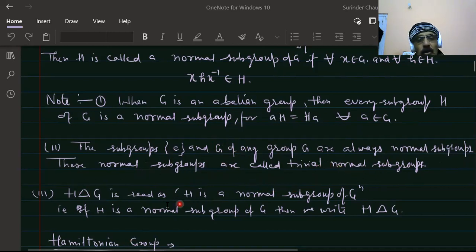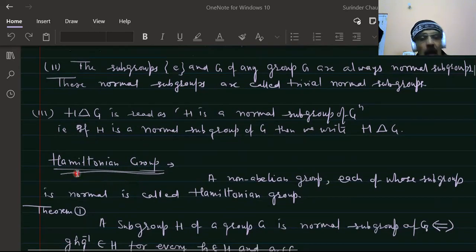It is noted that H is a normal subgroup of G. This is the notation: if H is a normal subgroup of G, it is denoted by H triangle G. Now, what is a Hamiltonian group? A non-abelian group, each of whose subgroups is normal, is called a Hamiltonian group.